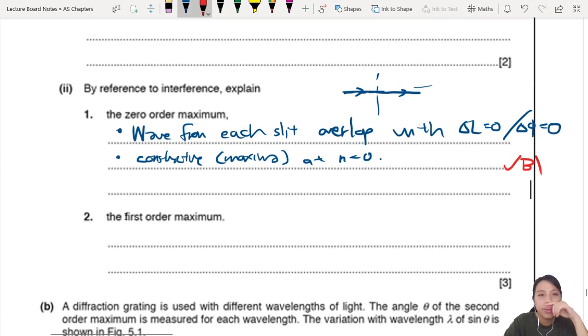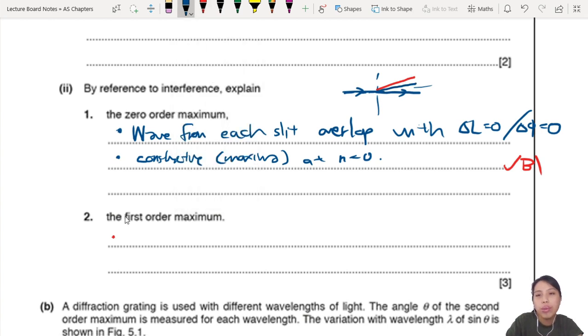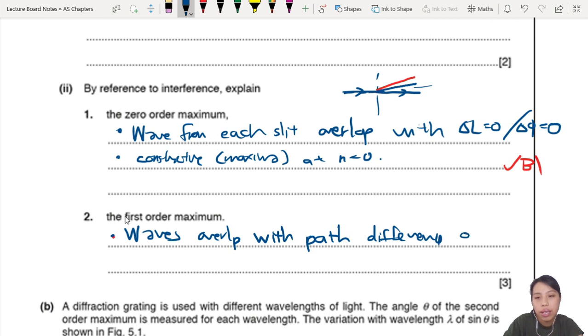First order maximum, how would you describe that? Same thing, except that now you're looking at first order maximum, so your colors would spread out differently. Your blue won't spread out as much, your red will spread out more. So you can say now your waves overlap with a path difference of 1 lambda, or you can say a phase difference of 360.